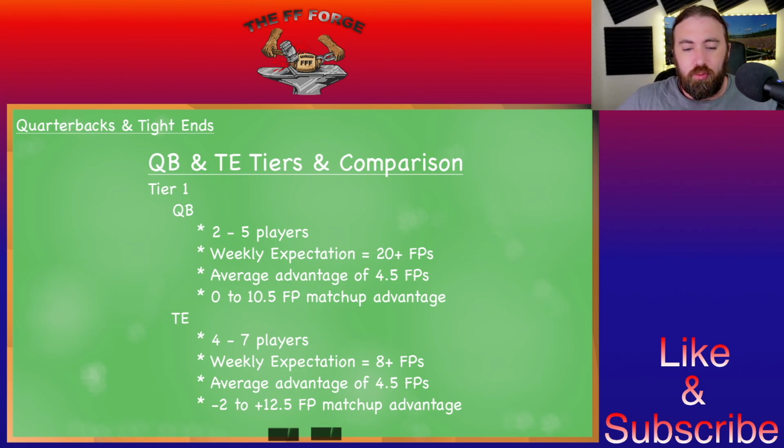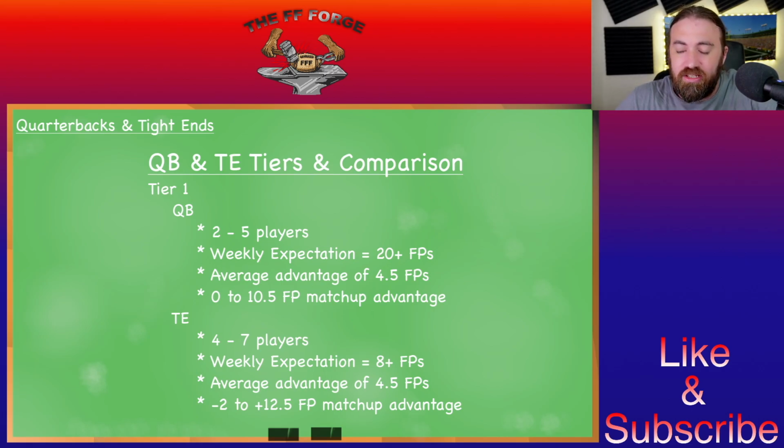But what's interesting when we compare these positions against one another is the average advantage that these Tier 1 quarterbacks are giving you against the rest of the pool, and the average advantage that these Tier 1 tight ends are giving you against the rest of the tight end pool. Against their own position, it's the same. It's a net 0 advantage in either scenario, really. You're not getting a better advantage by drafting a Tier 1 quarterback than you are getting by drafting a Tier 1 tight end. And to finish that up, deficit of 2 points to an advantage of 12.5 fantasy points is what you're expecting on a weekly basis.